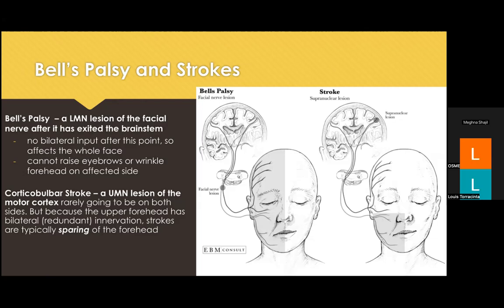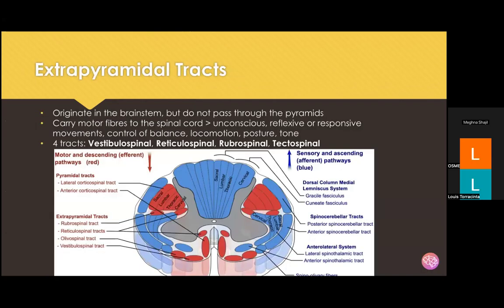Extrapyramidal tracts. As I said, these are mostly involved in the basal ganglia. So when someone talks about extrapyramidal things, they're talking about basal ganglia. As I said, these tracts are a little bit less well defined experimentally: vestibulospinal, reticulospinal, rubrispinal, tectospinal. There are some things to learn about what they do. I'm not going to spend a ton of detail about them, but it's worth knowing.